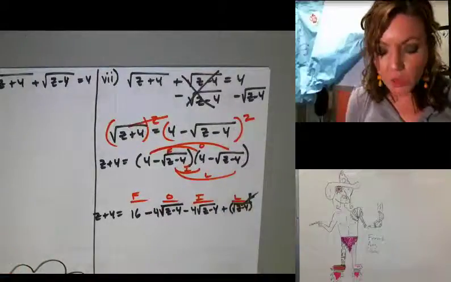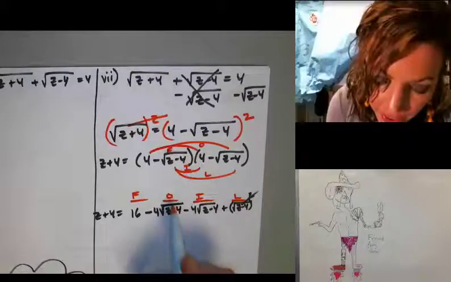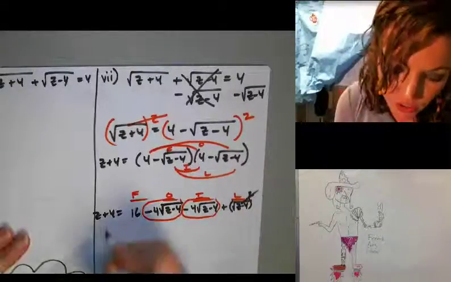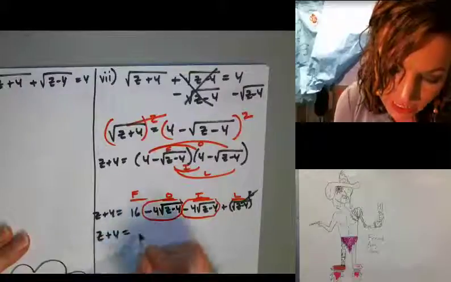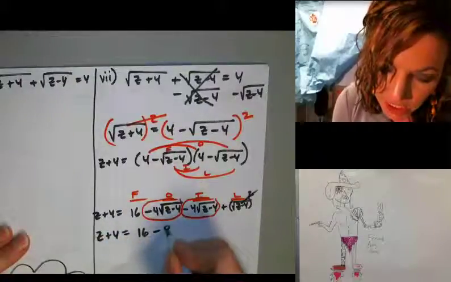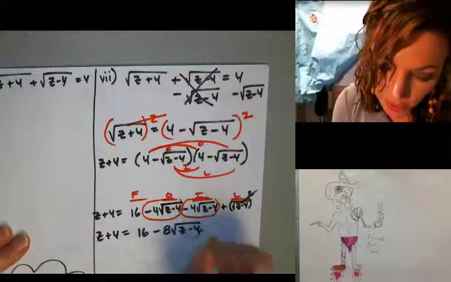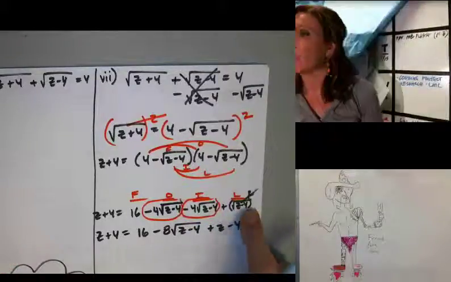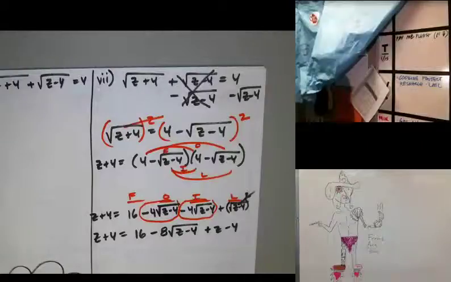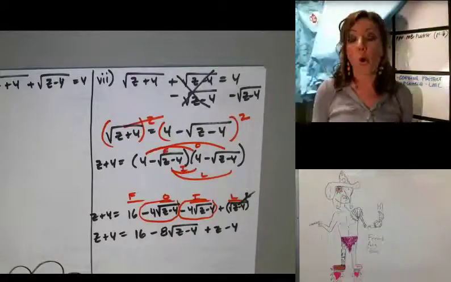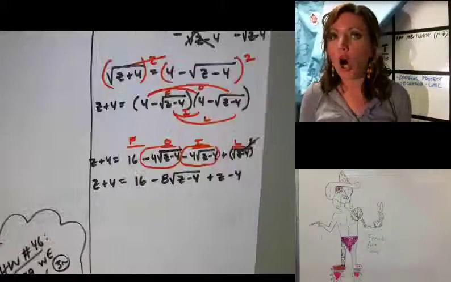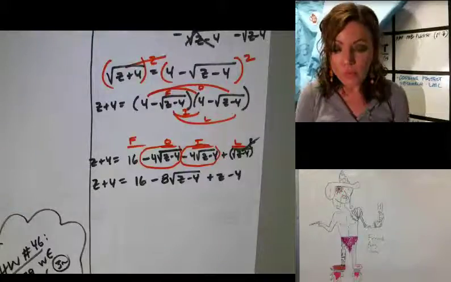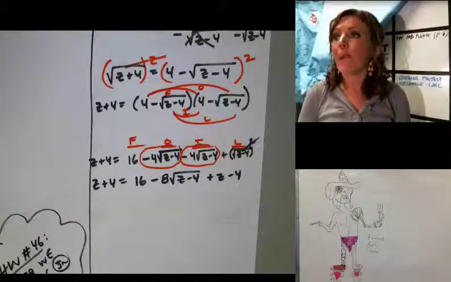If we go through and combine these like terms, we have z plus 4 equals 16 minus 8 root z minus 4 plus z minus 4, because again, the squared and square root canceled each other out at the very end. Now from here, it's a whole lot easier. It's kind of long, I get it, but it's a lot easier. Okay, now what do we do next? We have many options. Can somebody tell me one of them?